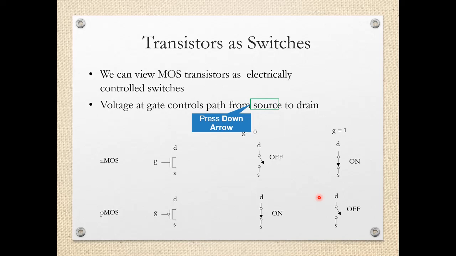If we apply gate equal to logic high, or equal to VDD, then that will turn on the NMOSFET and keep the PMOSFET off. So logic high at the gate will turn on the NMOSFET. If you remember this one thing, then the other three conditions you can easily remember.